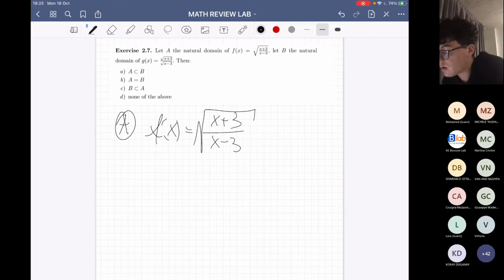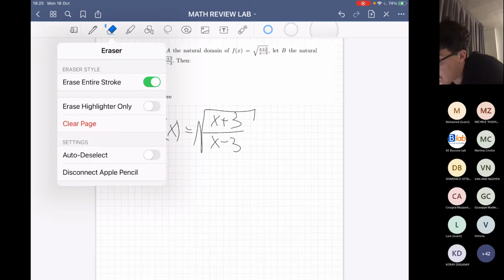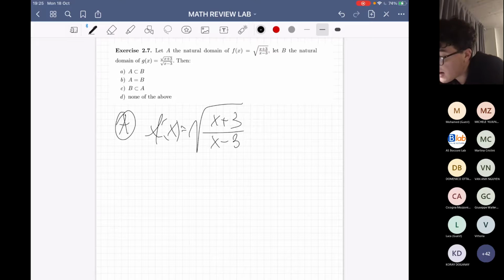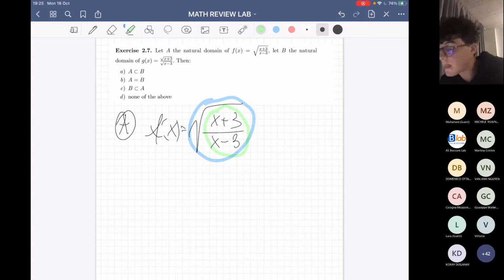Well, it's not that difficult, because we all know that in this case the only problem that we have, of course, is the square root. And so we have to consider that there is a limitation for the square root function. And what do we have to do when we have a square root function? We have to put everything which is inside the square root, so in this case x plus 3 over x minus 3, always greater than or equal to 0. So x plus 3 over x minus 3 is greater than or equal to 0.